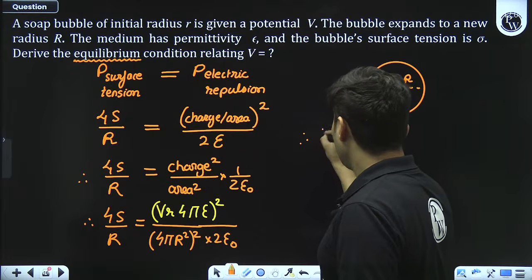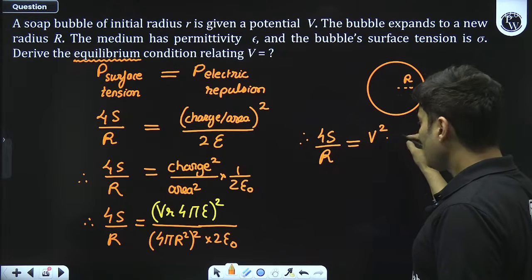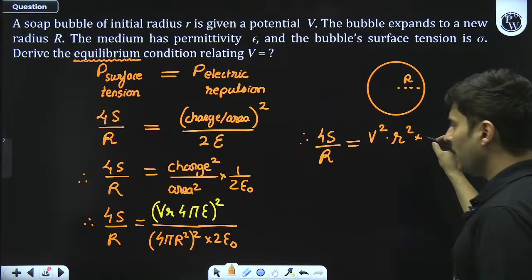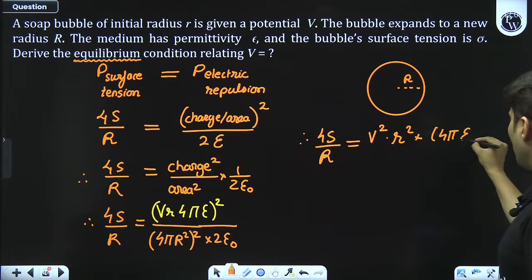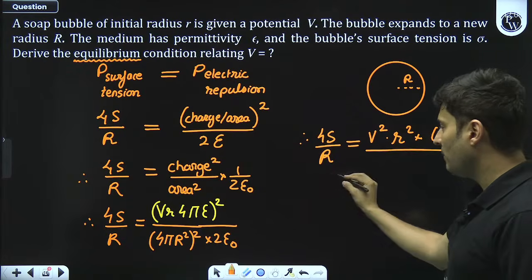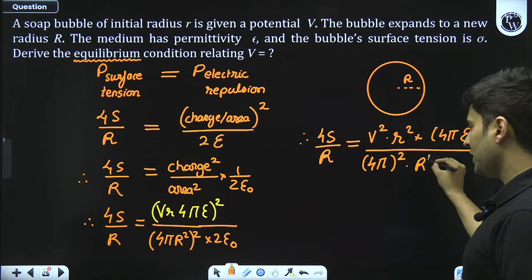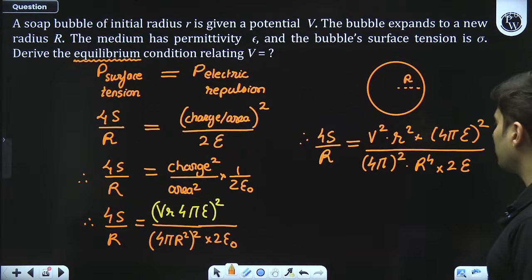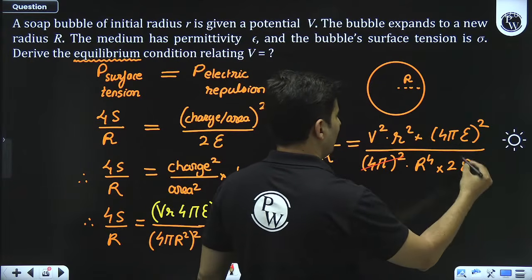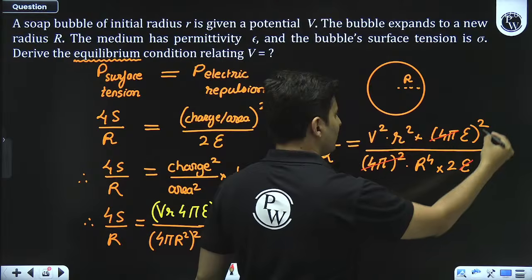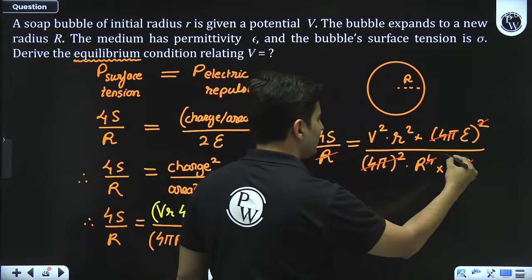So therefore 4S divided by R will be V square, then we have R square multiplied by 4 pi epsilon square whole thing divided by, here also we have 4 pi. So 4 pi square, then R raised to 4 multiplied by 2 epsilon. Okay, so couple of things will get cancelled. Like I can see 4 pi square, this 4 pi square, one of the epsilon will get cancelled, one of the epsilon will remain over here. This R will get cancelled, this will become 3.